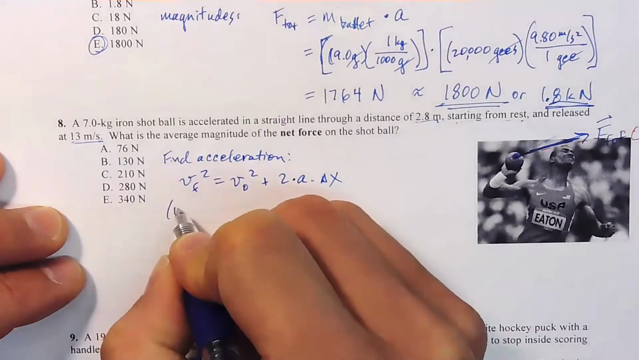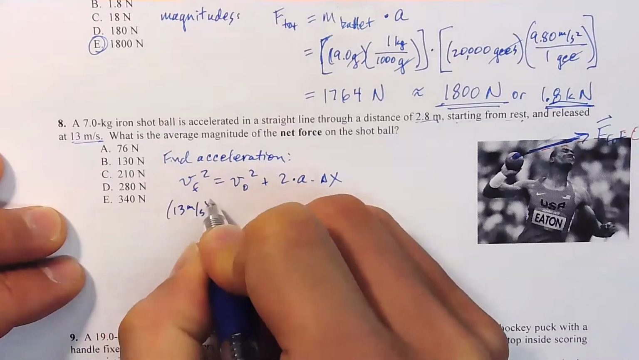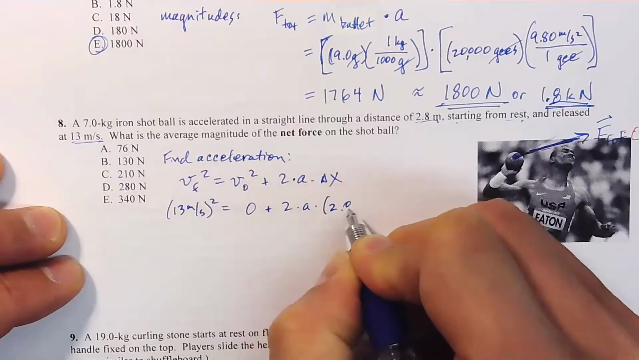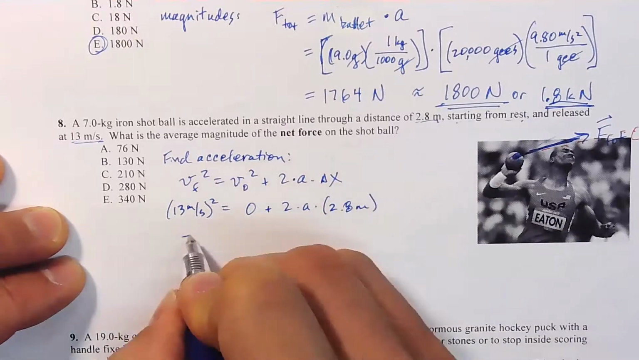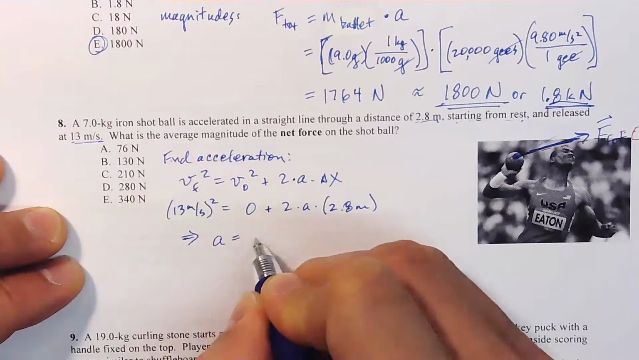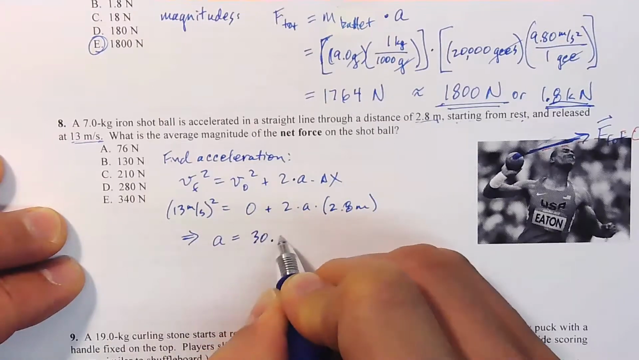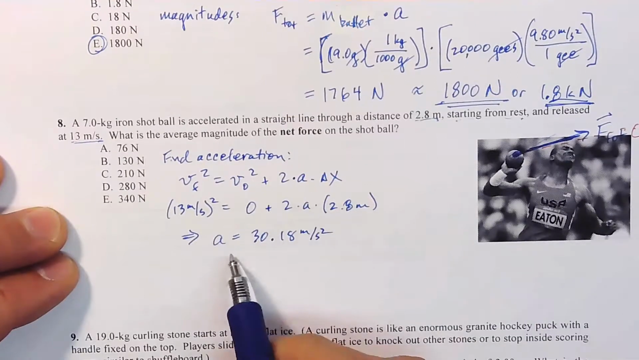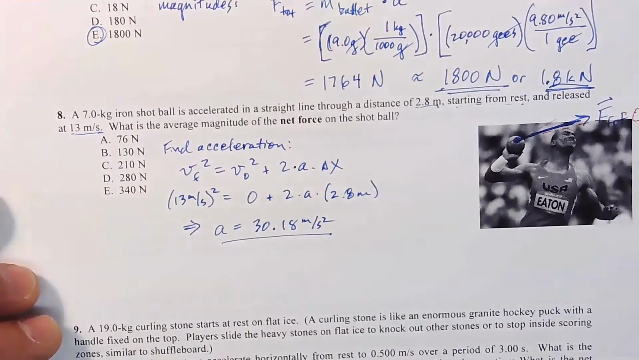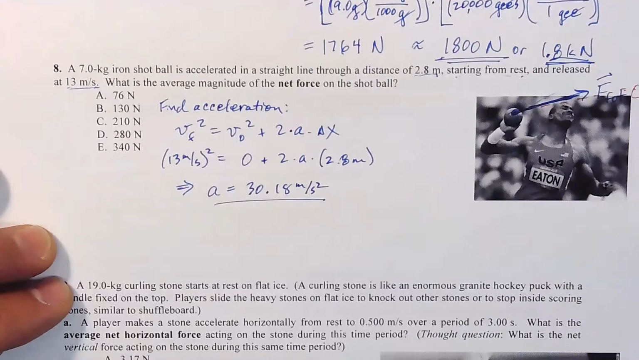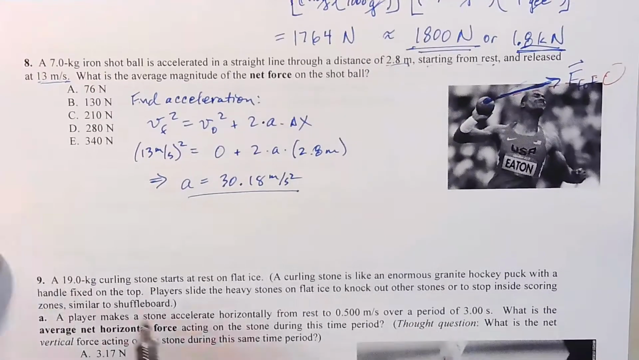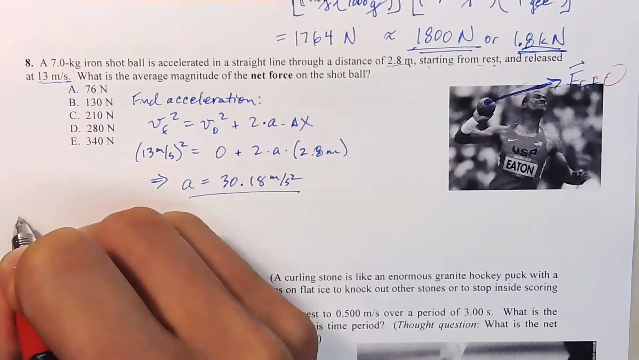Okay, we know that the shot ball ends at 13 meters per second. It started at rest, and this acceleration was accomplished through a distance of 2.8 meters. So that means the acceleration is about 30.18 meters per second squared. Okay, now notice I'm carrying extra significant figures on my intermediate value. I'm not done yet with the problem, so I don't want round off errors to creep in. All right, now I can apply Newton's second law.